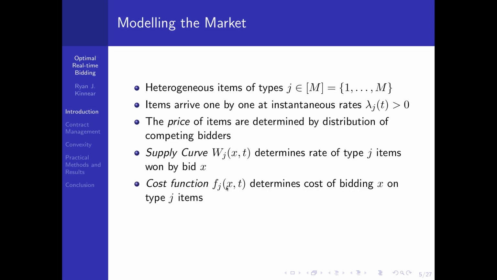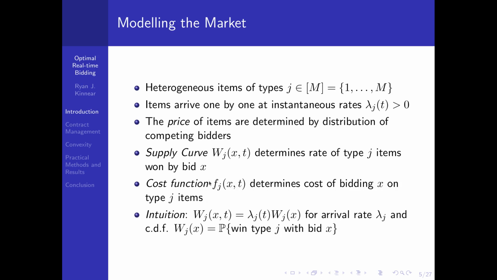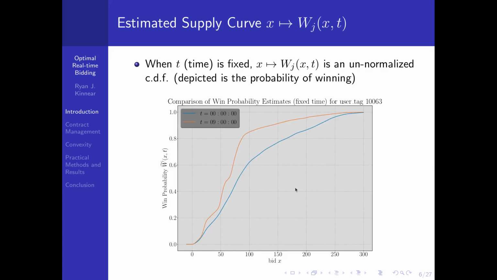The cost is similarly the cost of bidding x on every item of type j, and this depends on the auction, which is usually either a first or second price auction. Intuitively, you can think of W_j(x, t) as the product of the rate of arrivals with some cumulative distribution function, which tells you the probability of winning type j given a bid of x. But it doesn't have to take this form. It can just be some arbitrary time-dependent function.